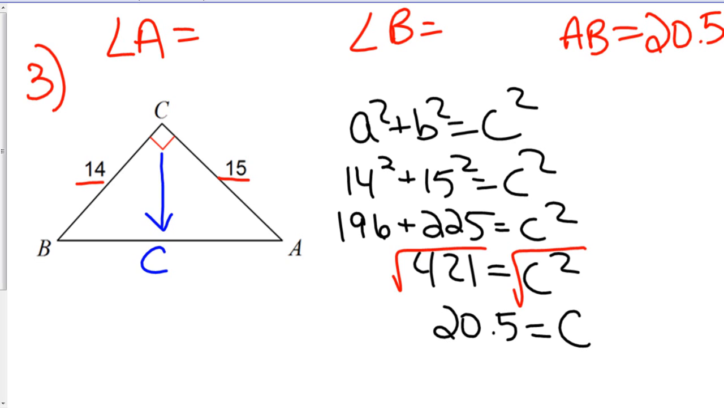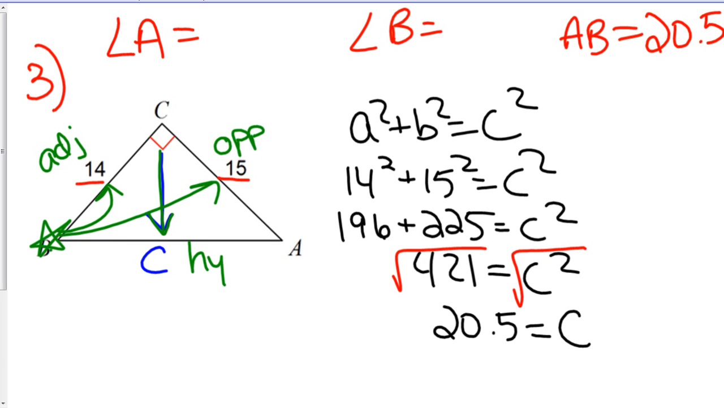I'm going to go just over to this left side here, and I'm going to sit at angle B. If I'm sitting at angle B, I do the same thing that I did with the last problem. I want to label my sides. Across from angle B is the opposite side. Next to angle B is the adjacent side. And then across from my 90 degrees, as always, that's the hypotenuse.